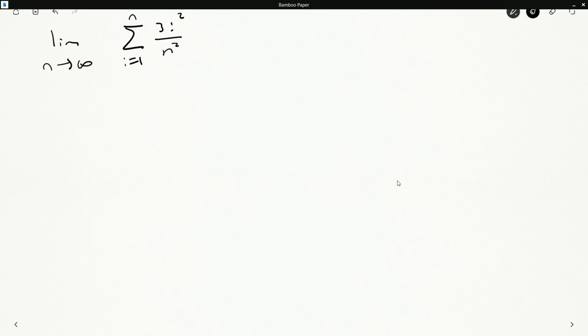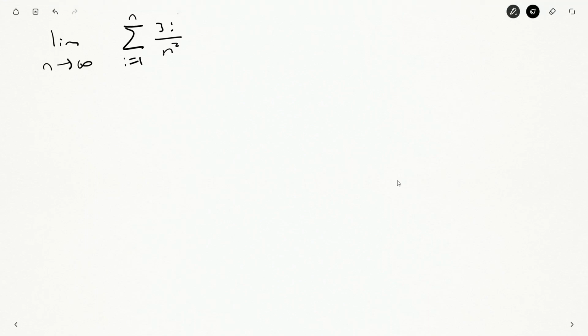So we have the limit as n tends to infinity of the sum from i equals 1 up to n of 3i over n squared. I think it was 3i squared, right? Nope, just 3i over n squared. Okie dokie.